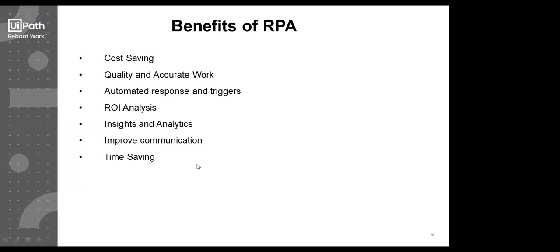The quality and accurate work. Talking about accuracy, we know that it's a machine doing the work, software robots doing the work. So it would be very fast, it would be efficient, and there will be fewer errors.